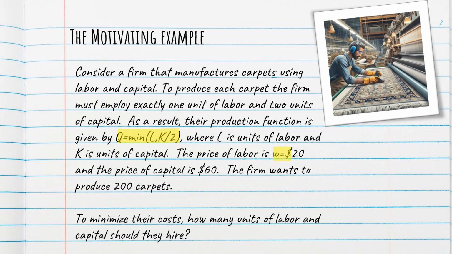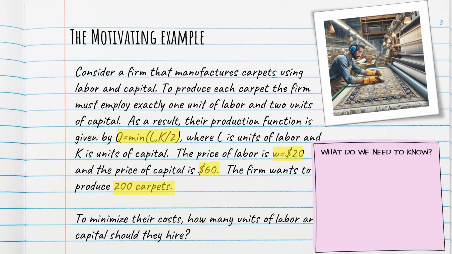The price of labor is $20 and the price of capital is $60 per unit. The firm's goal is to produce 200 carpets. We want to know, in order to minimize their costs, how many units of labor and capital should they hire? What do we need to know to answer this question? We just need a production function, an output goal, as well as prices for our 2 inputs.